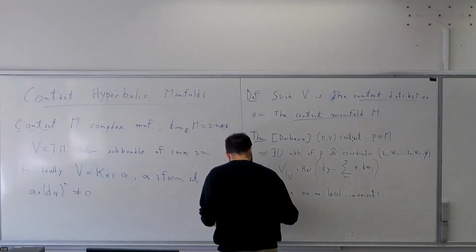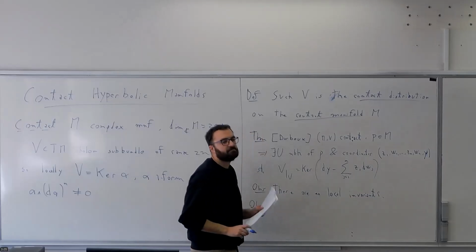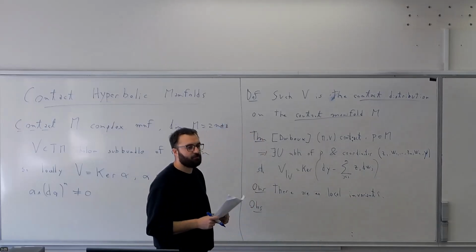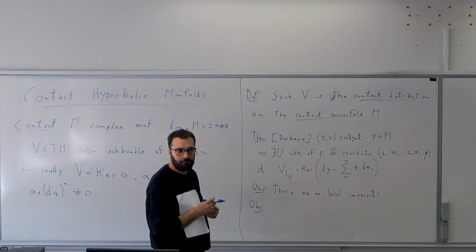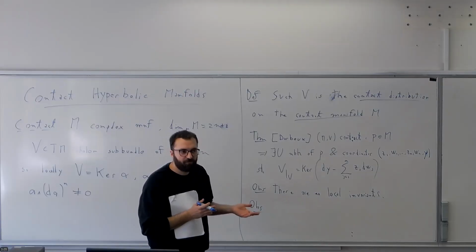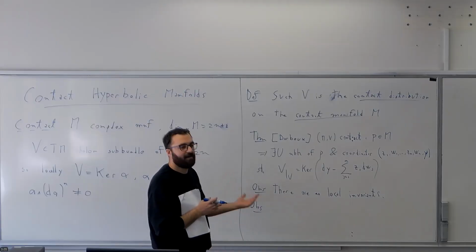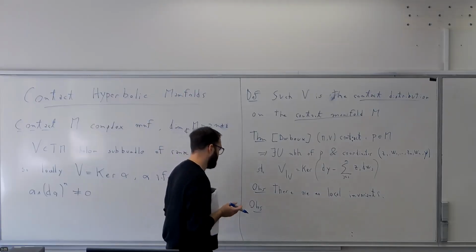Another observation is that if you take any two contact manifolds and you want to study whether they're isomorphic in some sense or not, you're not going to find any obstruction at the local level. So any neighborhood of a point in a contact manifold is contactomorphic, whatever that is going to mean, to any other neighborhood in any other contact manifold.